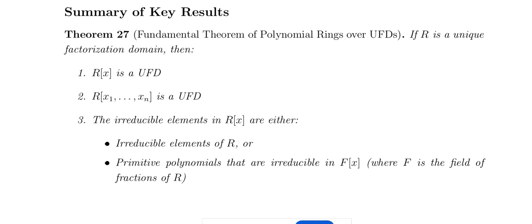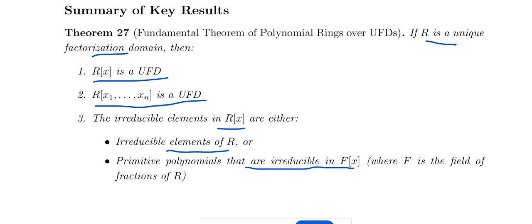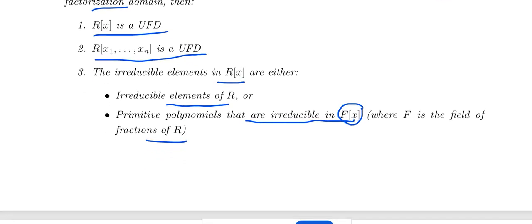The fundamental theorem of polynomial rings over a unique factorization domain says: if R is a unique factorization domain, then R of x is a unique factorization domain, and R of x1, x2, ..., xn is a unique factorization domain. The irreducible elements in R of x are either irreducible elements of R or primitive polynomials that are irreducible in F of x, where F is the field of fractions of R. Okay, this is a very important result.